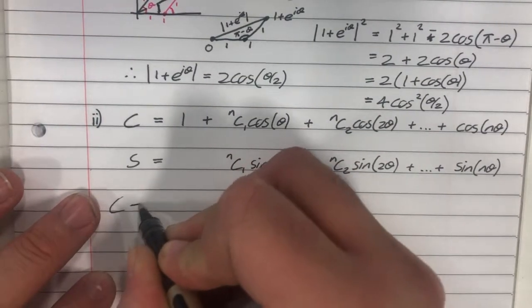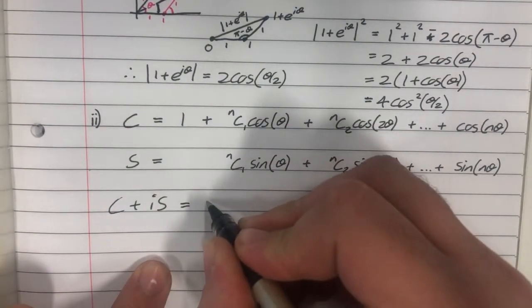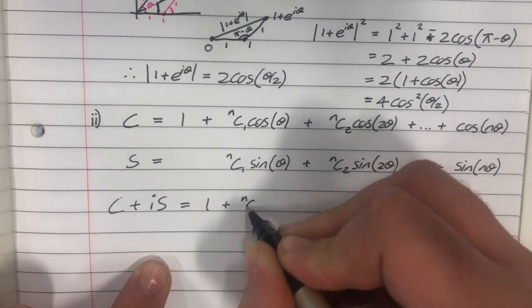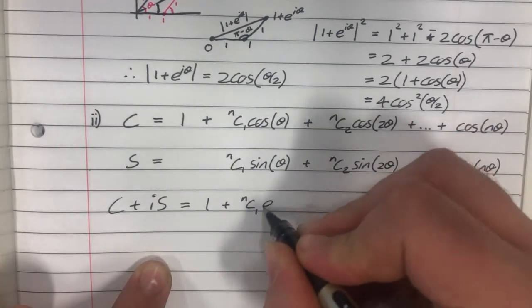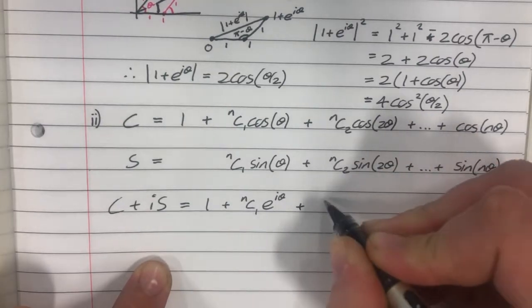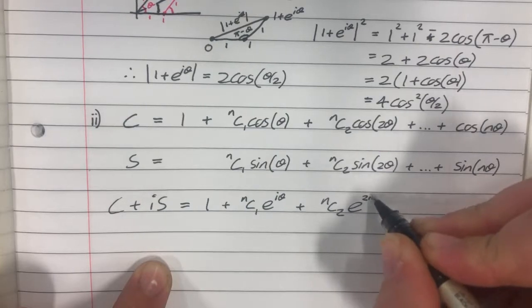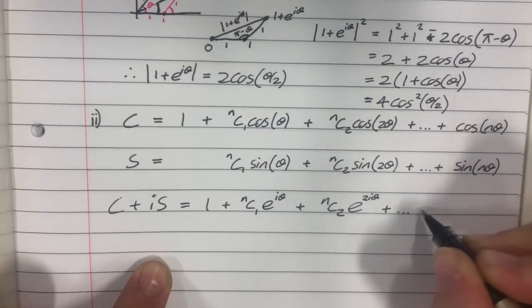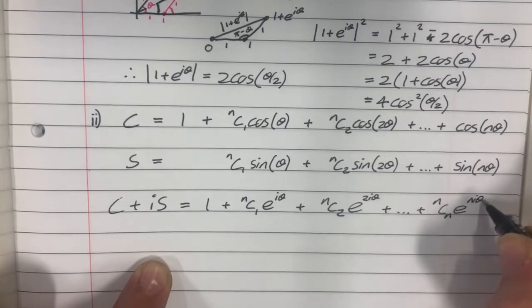So as always with these questions, we calculate C plus iS. So that's going to be 1 plus nC1 (cos theta plus i sine theta, which is e to the i theta), plus nC2 e to the 2i theta, plus dot dot dot, plus nCn e to the ni theta.